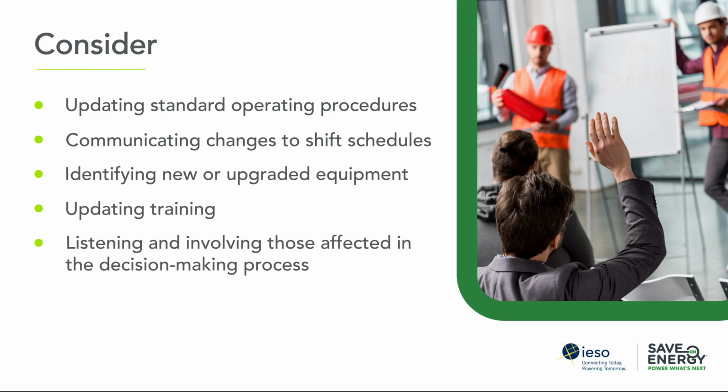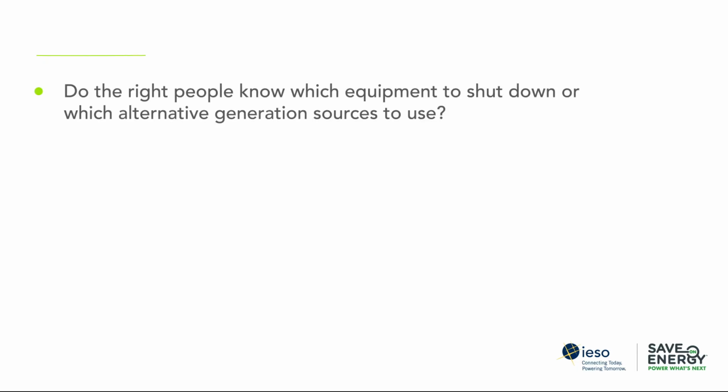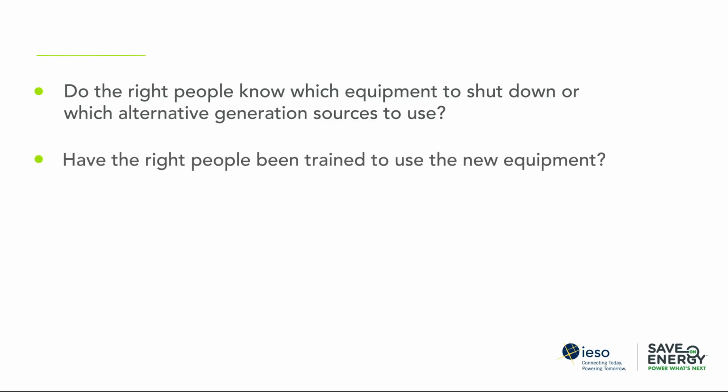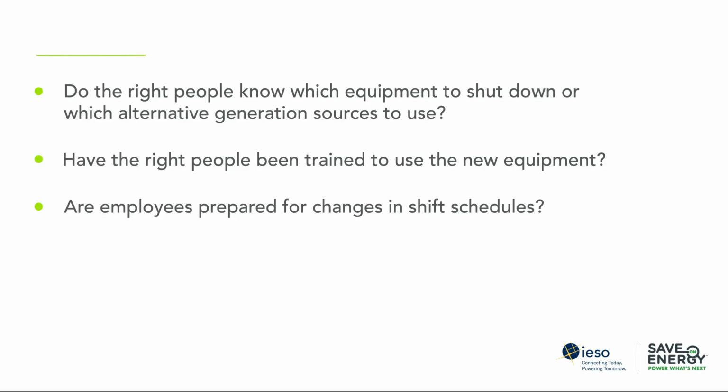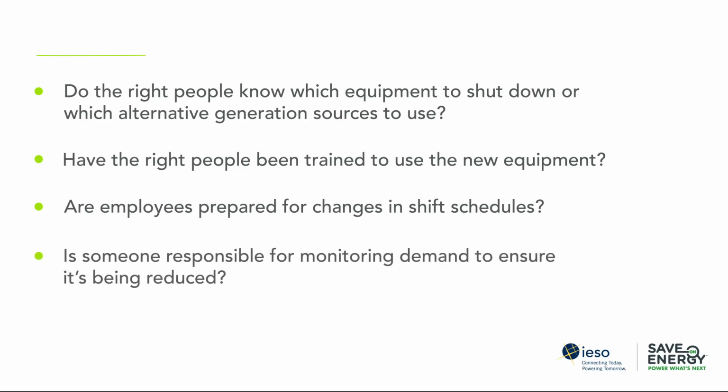The key is to ensure that everyone knows what to do at certain scheduled times or when a peak notification signal is received. Do the right people know which equipment to shut down or which alternative generation sources to use? Have the right people been trained to use the new equipment? Are employees prepared for changes in shift schedules? Is someone responsible for monitoring demand to ensure it's being reduced?